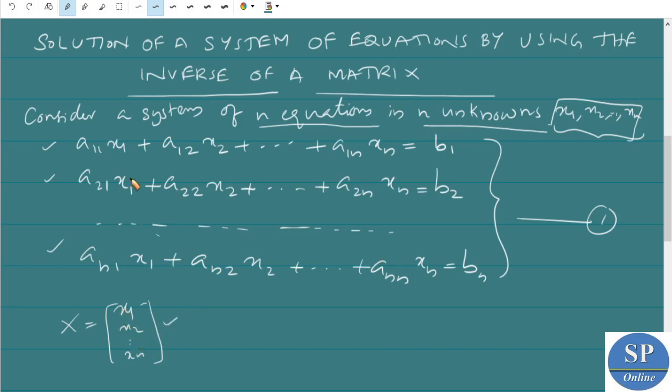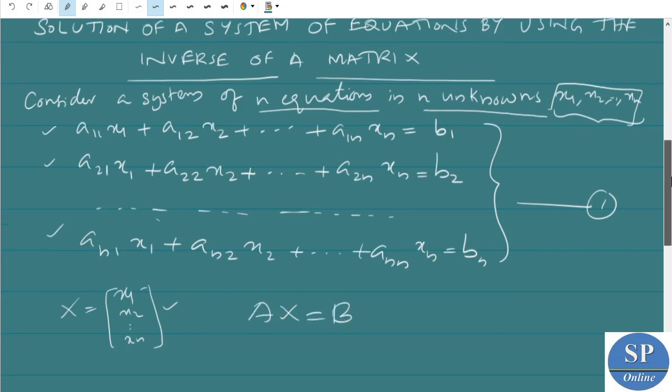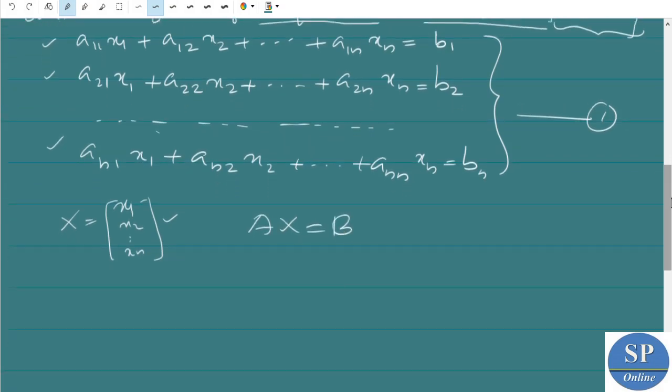xn will be the solution of this system. We all know that. Now, this system can be expressed in matrix notation. We can express this system as Ax equal to b, where x is this vector x1, x2, etc.